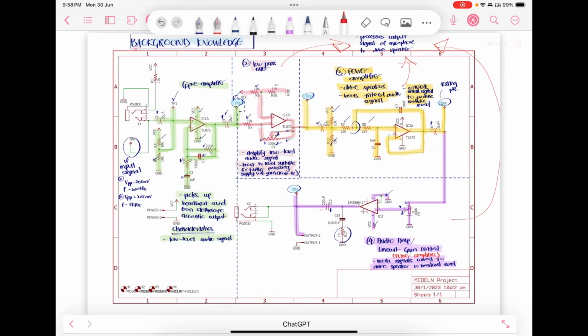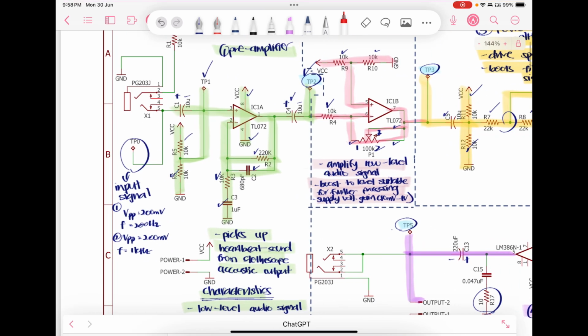First, we're going to go through the background knowledge. So the very first stage is the preamplifier, second is the low pass filter, third is the power amplifier, and fourth is the audio amp line out gain control, which can also be a power amplifier.